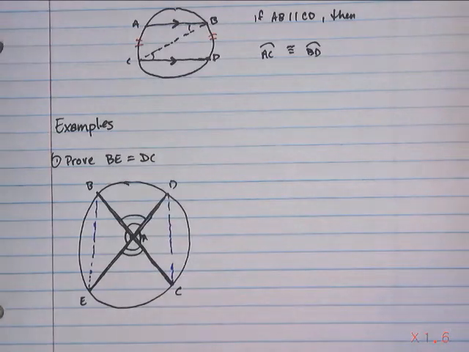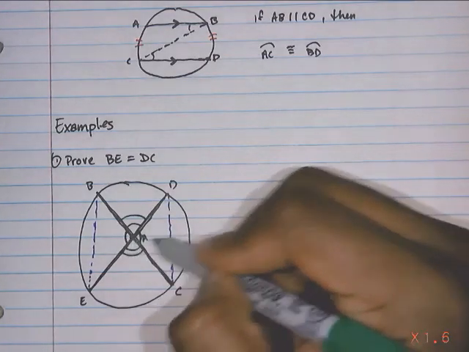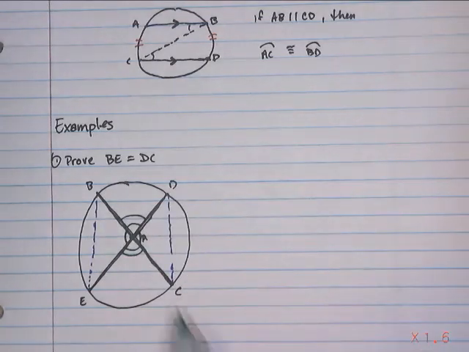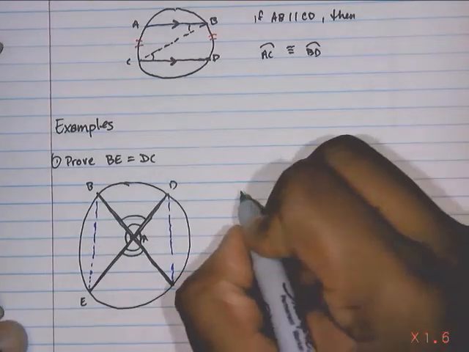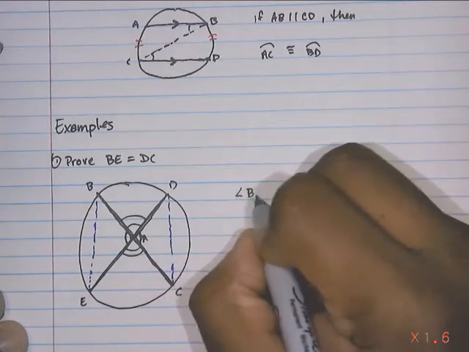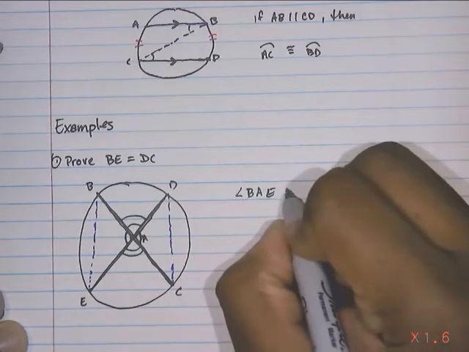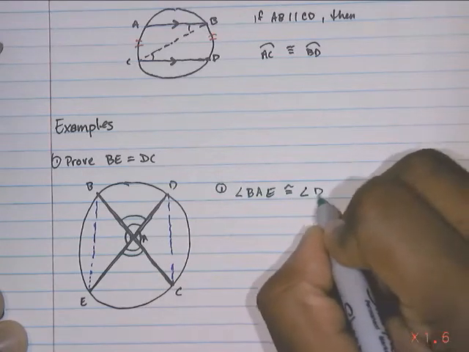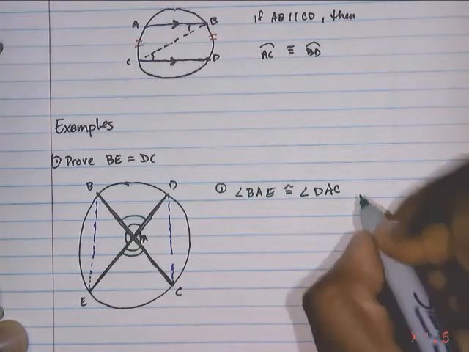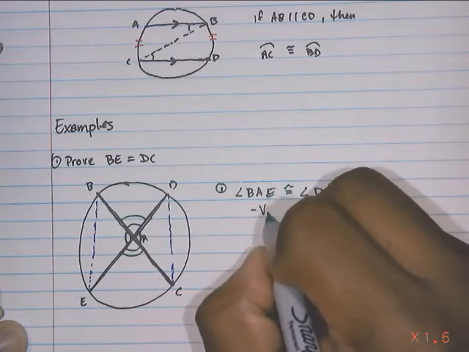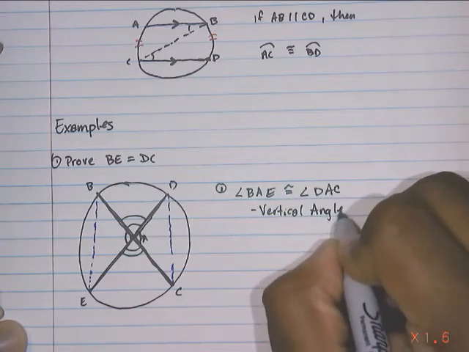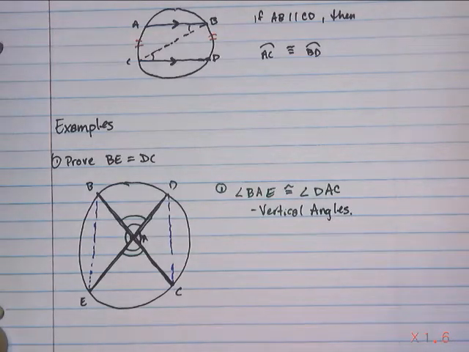Just like this is a vertical angle, and this is a vertical angle that has the chords coming in there. I'm going to focus on the vertical angles that have the chords in there. So these are the two vertical angles I'm going to focus on. So I can say that angle BAE is congruent to angle DAC. Why? Because they are vertical angles. So that's the first part of proving this.